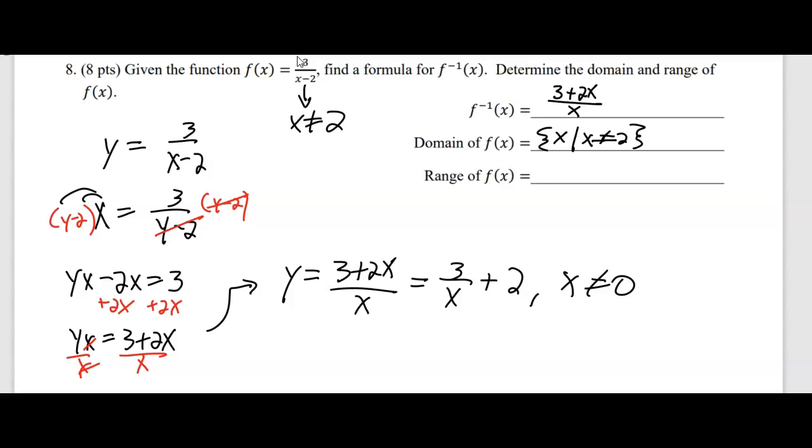Now this is the inverse function. The original function, since x's and y's change, would be y not equal to 0, which is the same as the horizontal asymptote. The range is all y's such that y not equal to 0. So the domain of a function is the same as the range of the inverse function, and vice versa. The range of a function is the same as the domain of the inverse function. All right.